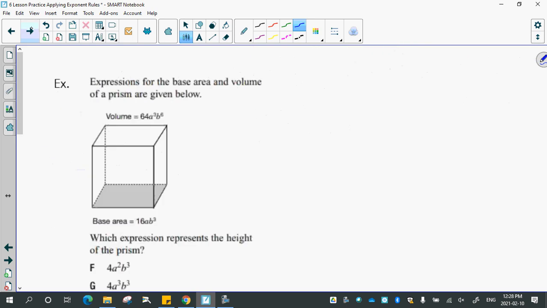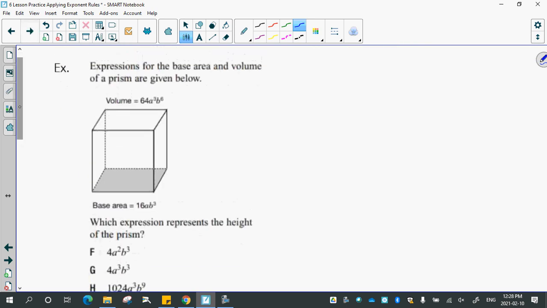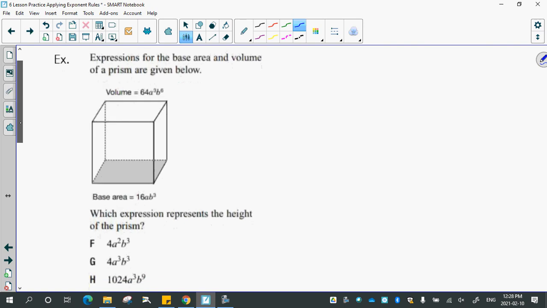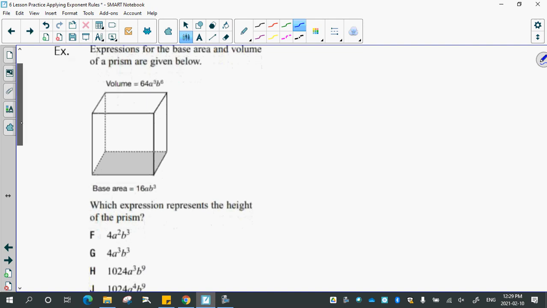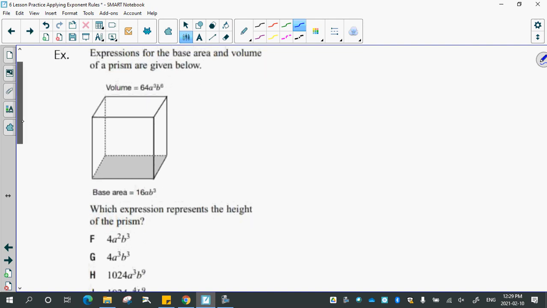All right. So here's an actual EQAO question. Expressions for the base area and volume of a prism are given below. Which expression represents the height? So it's the same type of question we just did, but it's multiple choice. And that's an exact question from EQAO. Okay?